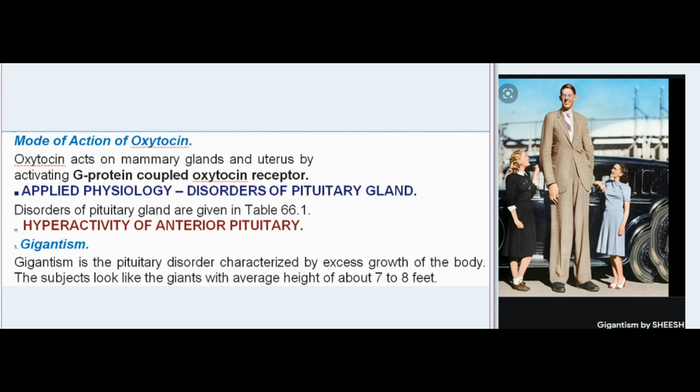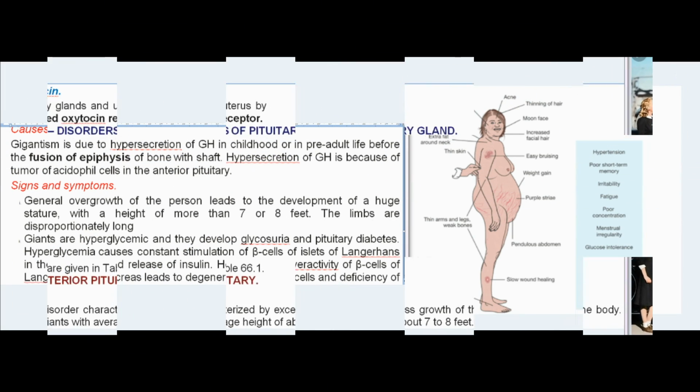Applied physiology, disorders of pituitary gland. Disorders of pituitary gland are given in Table 66.1. Hyperactivity of anterior pituitary. Gigantism. Gigantism is the pituitary disorder characterized by excess growth of the body. The subjects look like the giants with average height of about 7 to 8 feet.